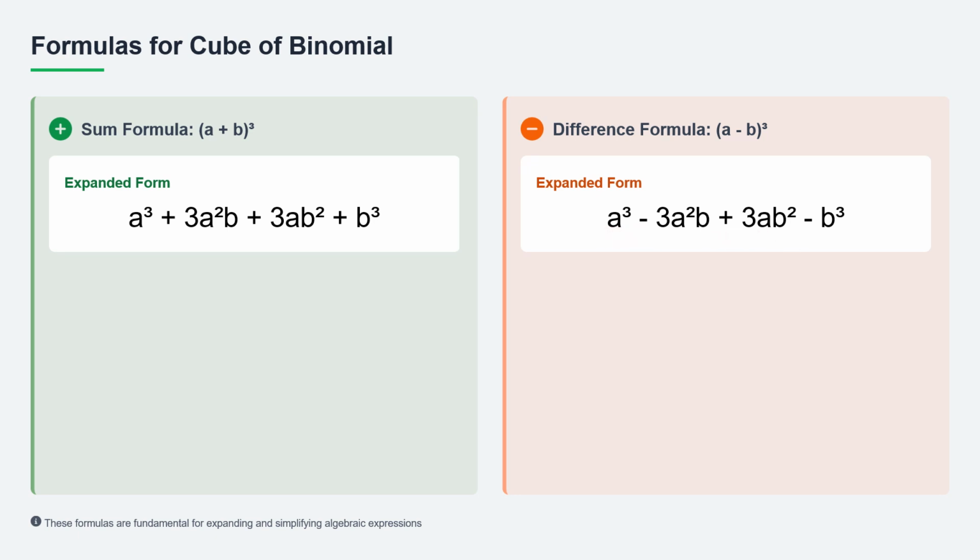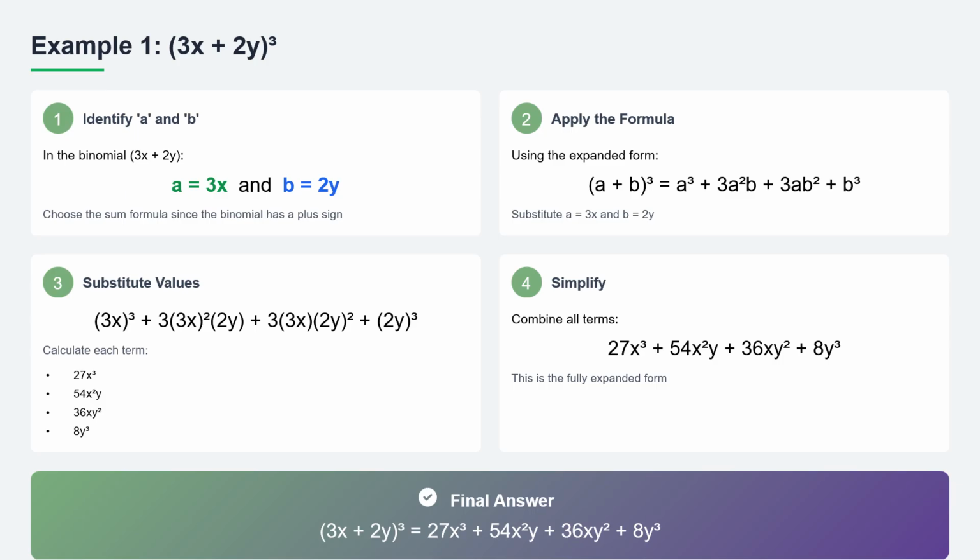Let's have this example. Example 1 for the sum formula. The given is 3x plus 2y raised to 3. So first, we're going to identify your a and b. In the binomial 3x plus 2y, your a equals 3x and b equals 2y. Choose the sum formula since the binomial has a plus sign.